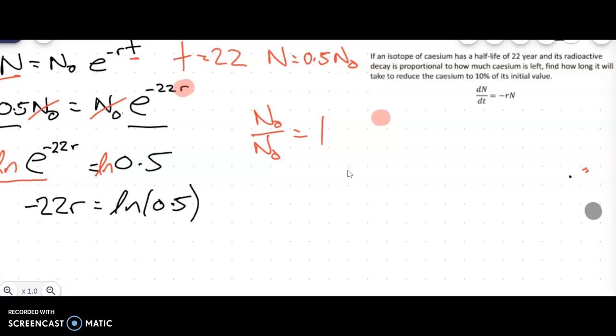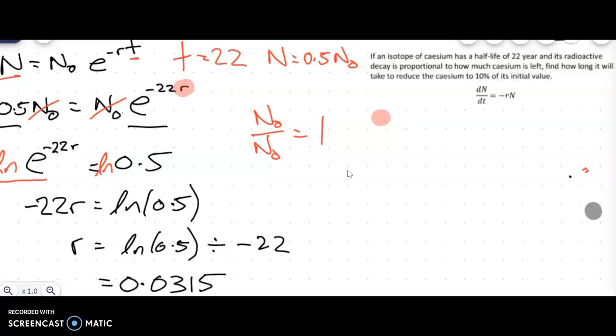Anyway, are we still on black? Yes, we are. And so now, of course, we can solve because we've got ln of 0.5. Remember to use the ln button, not the log button, because this is log to base e, divided by negative 22. We can easily do that on a calculator. So I get r is 0.0315.